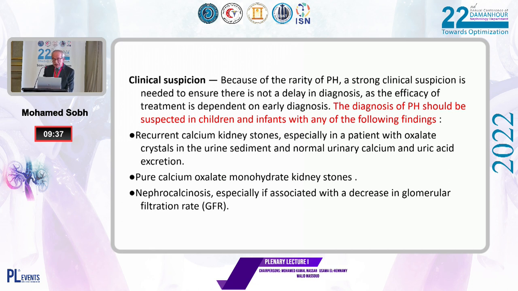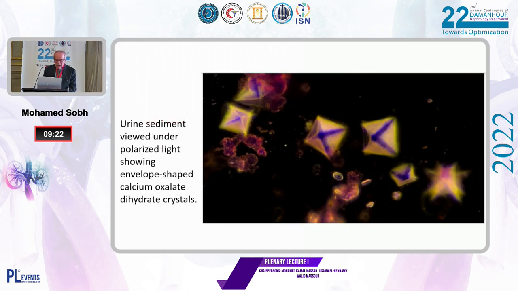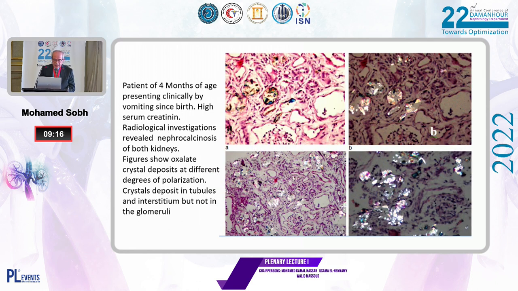Nephrocalcinosis, especially if associated with decrease in GFR, since in diseases such as medullary sponge kidney there could be nephrocalcinosis, but the kidney function is normal for a long time. This is an example, envelope-shaped crystals in urine. And this is a kidney biopsy, which shows calcium oxalate by light microscopy. You can see calcium oxalate shows polarization, but calcium carbonate doesn't show this shape under polarized light microscopy.